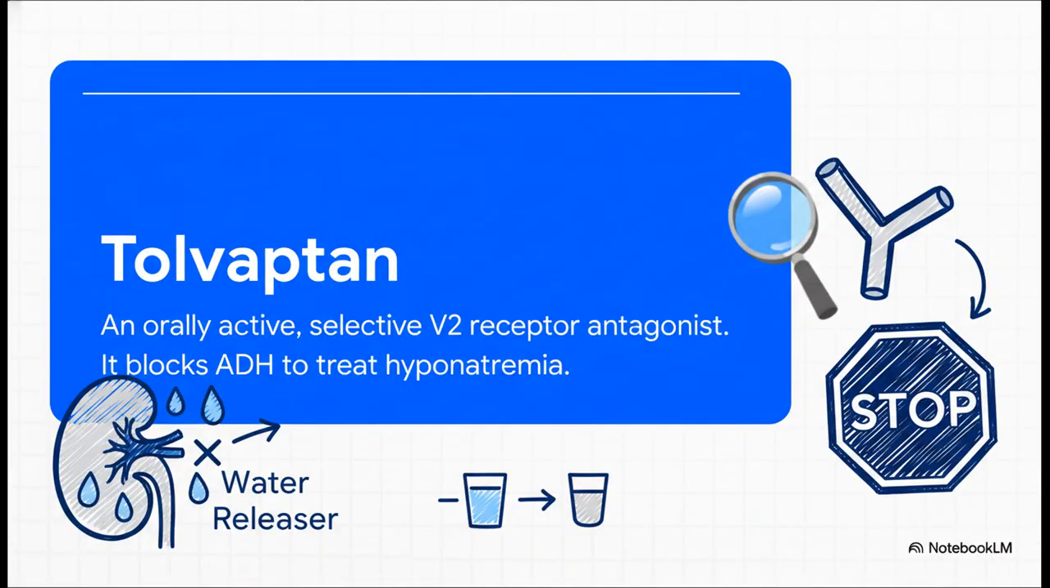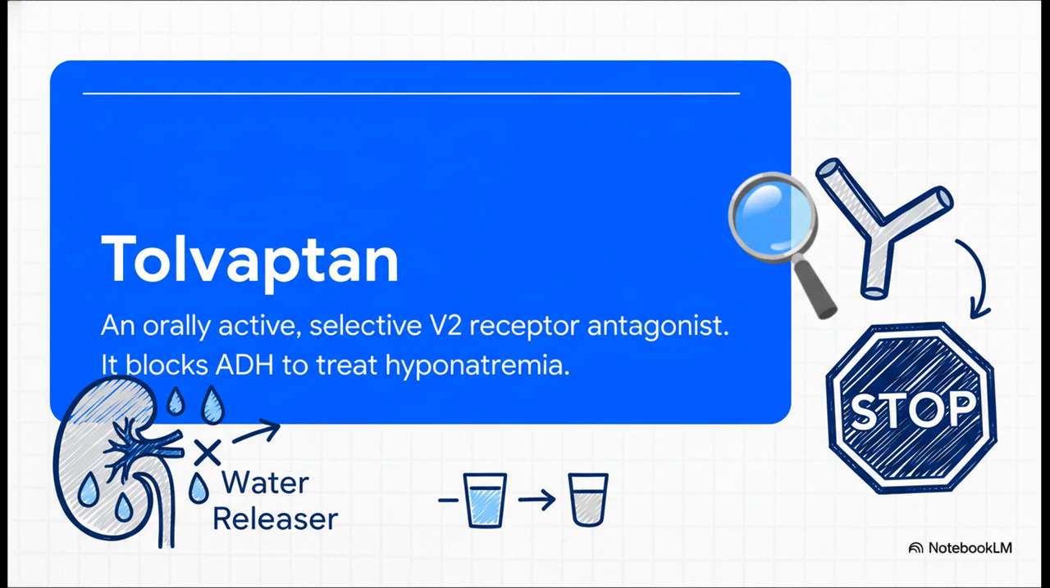And finally, let's meet the antagonist of our story, a drug called tolvaptan. This one is a selective V2 receptor blocker. It does the exact opposite of ADH. So if desmopressin is our water saver, then tolvaptan is the water releaser. It's an aquaretic. So when would we use this?